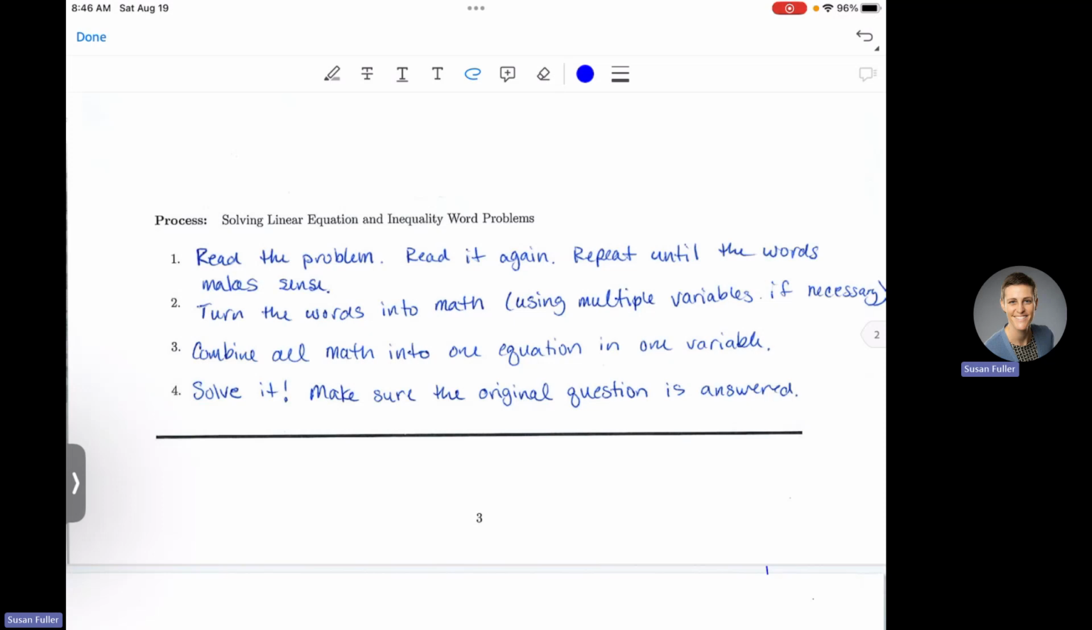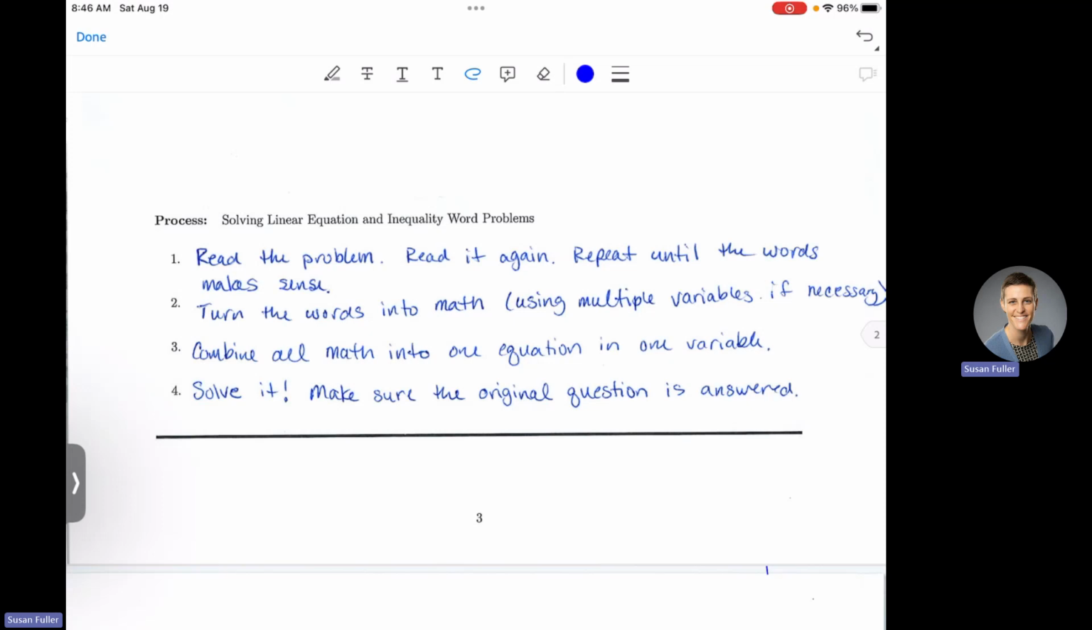So again, our process for solving word problems is read the problem, and then read it again. Read it as many times as you need to, as slowly as you need to, until everything makes sense and you know what you're told and what you're asked for. And then I want you to turn the words into math. I want you to take the information that you're given and make math equations with it.